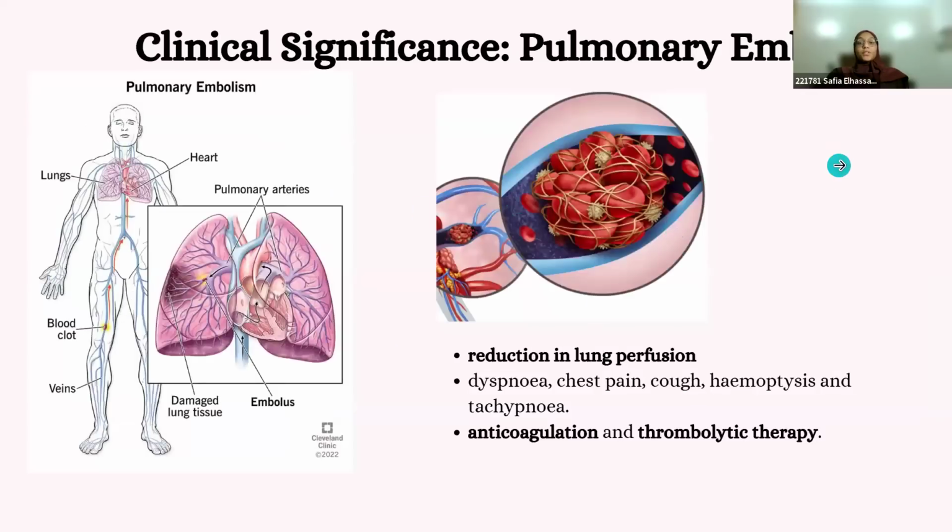All right, so now talking about pulmonary embolism. So what is pulmonary embolism? It's when you have the formation of a blood clot and that gets trapped here in the lungs. So when it gets trapped here in the lungs, it blocks blood flow, and that is going to cause a reduction in lung perfusion. So the patient is going to come to you and they're going to present with dyspnea, which is difficulty breathing or pain breathing. They're going to have chest pain, they're going to have cough, they might be coughing up blood, and they would be breathing very fast, which is tachypnea.